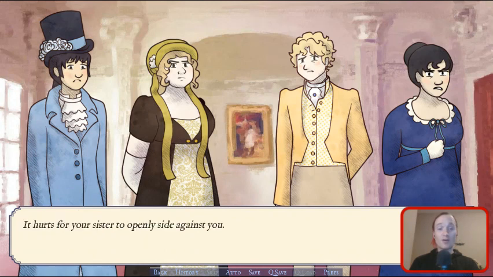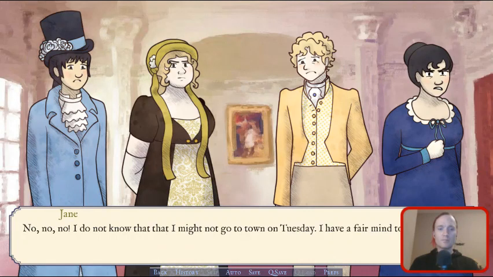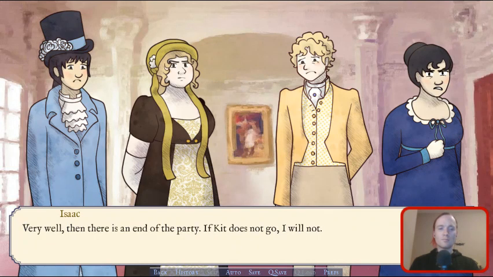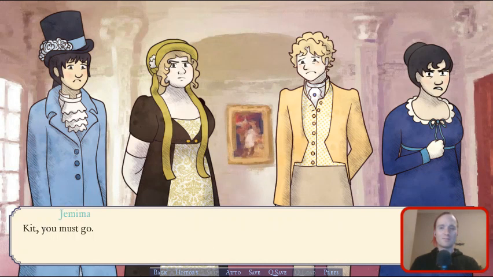It hurts for your sister to openly side against you. Could we not delay until Tuesday? No. I do not know that I might not go to town on Tuesday. I have a fair mind too. Very well. Then there is an end of the party. If Kit does not go, I will not. Kit, you must go.